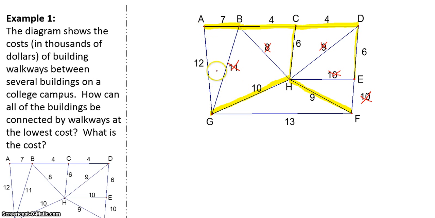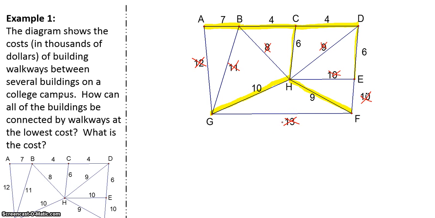12? Nope, because if I build 12, I will make a big circuit here. But you can already get from building A to building G. Again, it would be a roundabout way, but they don't care about that. And then I would not build 13 because that would make a circuit. I can still get from building G to building F. I just have to go this route.